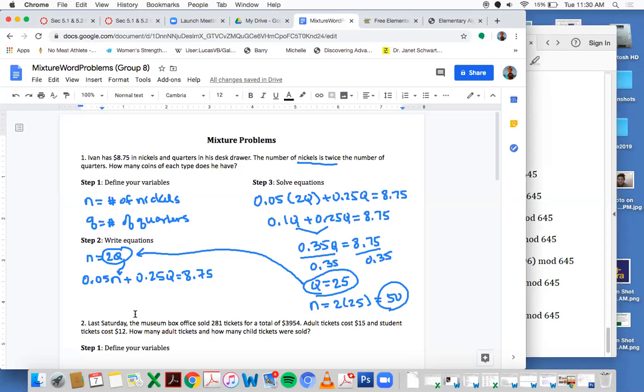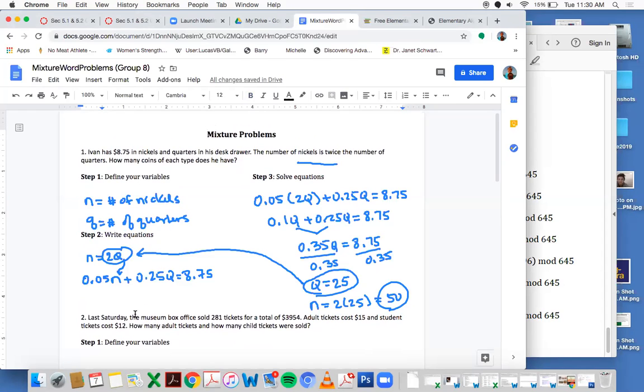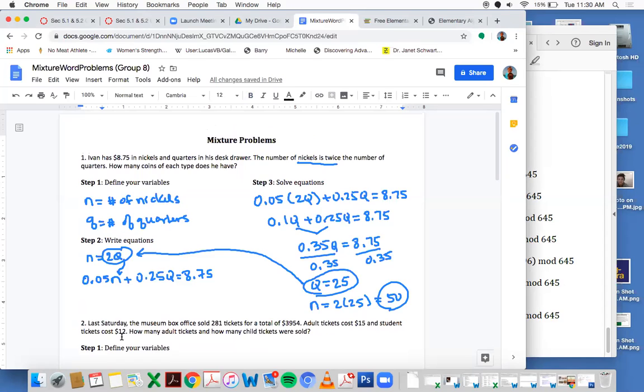All right, I'll check in on, so you should be working on the other problems. So I'll check in on number 2 as you guys are working. That's with Museum Box Office sold 281 tickets for a total of $3,954. Adult tickets cost $15. Student tickets cost $12. So how many of each were sold?